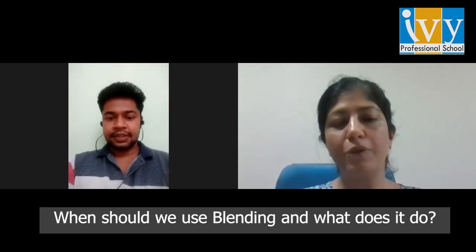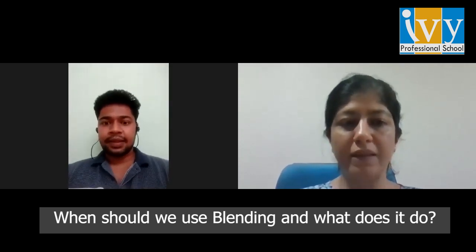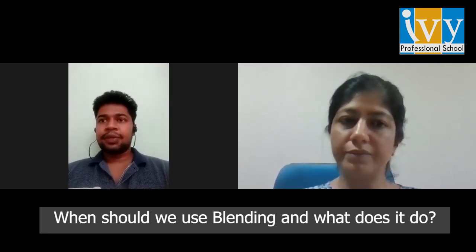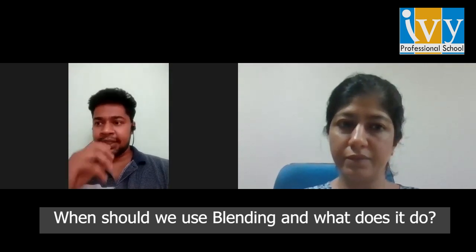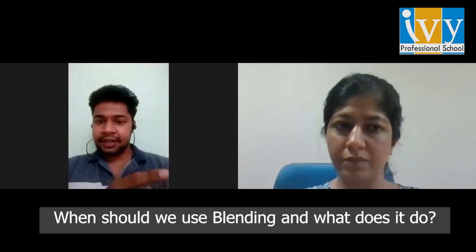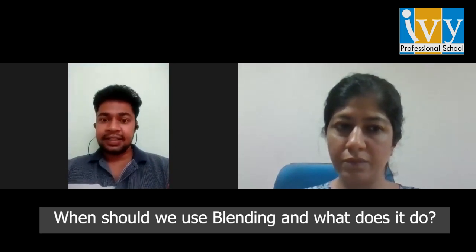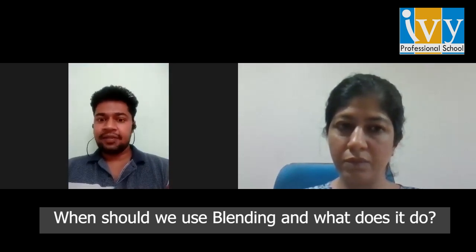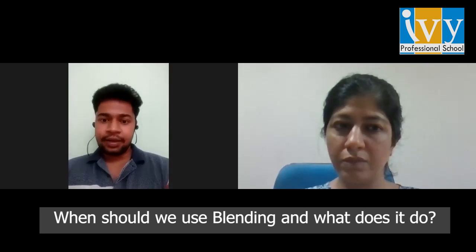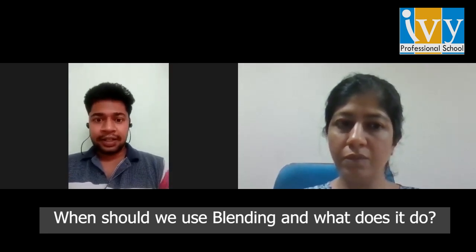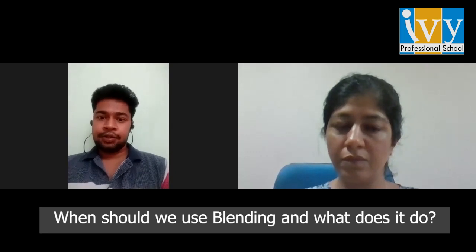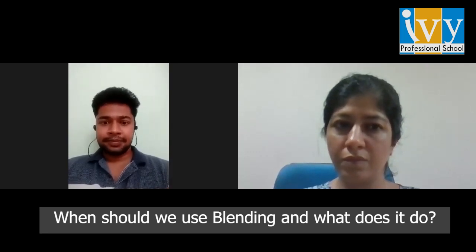Can you give me an example of two tables where we can explain the level of detail? In two tables, one table may contain a category and the other table may not contain a category, but it contains a subcategory. At that time the level of detail is different, but they are relatable. So at that time we can use blending to visually present the data.